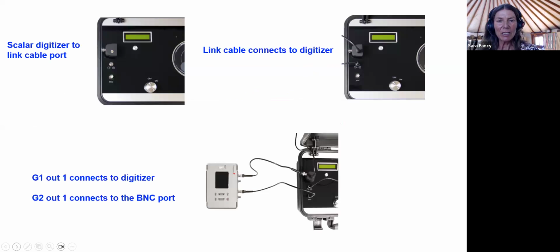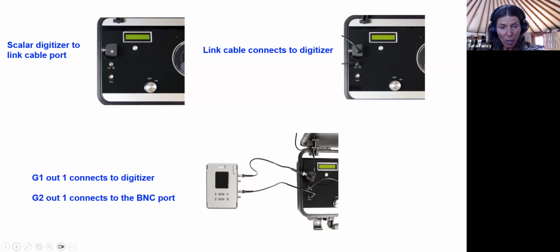All right, so here we have images. On the left is the Scalar digitizer to link cable port. All right, so that's that little device plugged in there like that. This little thing here goes in there with this thing hanging out, right? So now you go to the right, link cable connects to the digitizer. So it goes in the top here, right? That's your link cable that goes to the other box, the receiver.